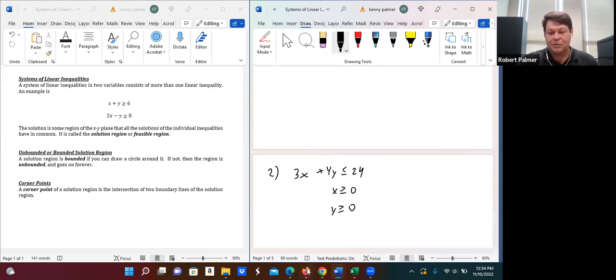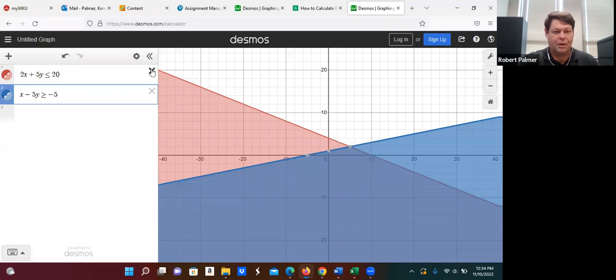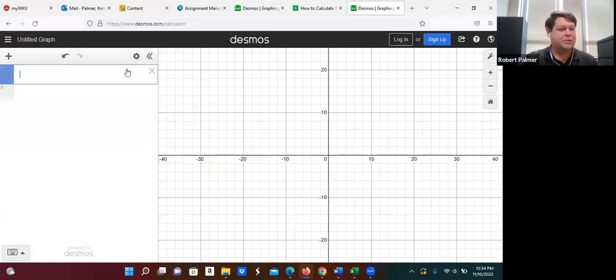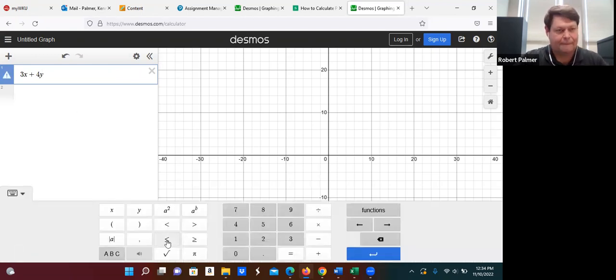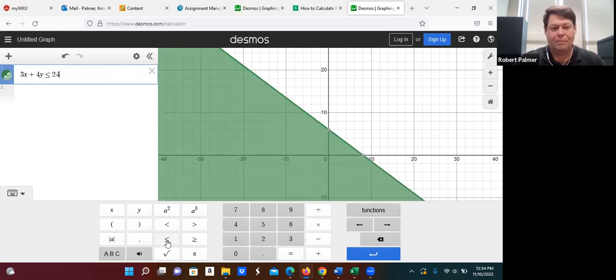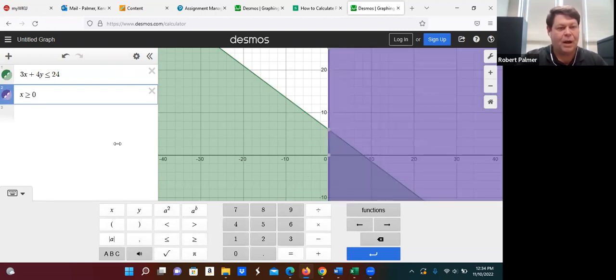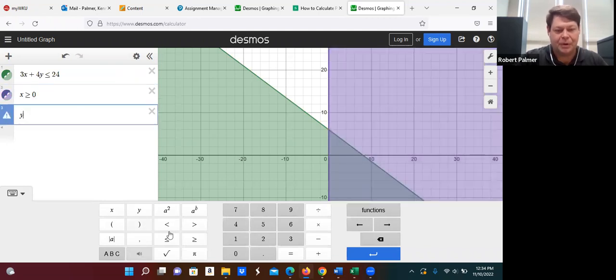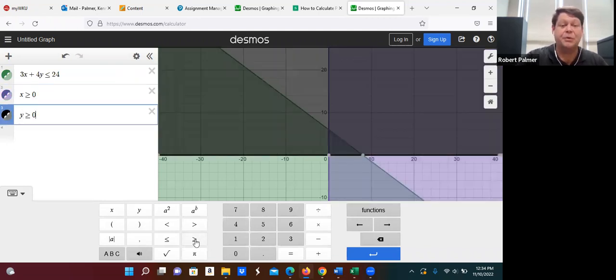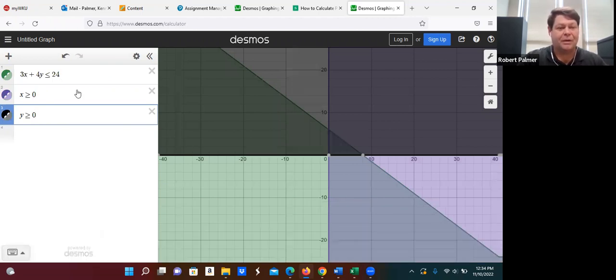So let's go back to Desmos. Okay, get rid of both of these. Let's graph this. So the first one is 3x plus 4y is less than or equal to 24. Okay, so that's that inequality. Then we have x is greater than or equal to 0, and y is greater than or equal to 0. And once we plug these in, we can turn a couple of them off to get a better feel for what we're looking at. Okay, so let's go back and we can click on this to turn them off. So let's look at the first one.